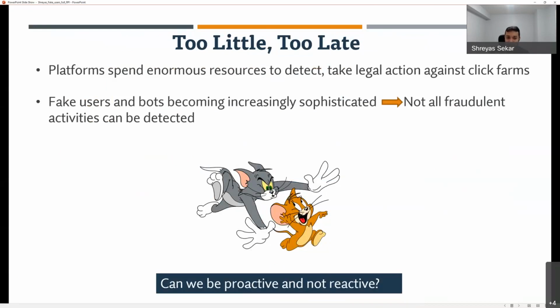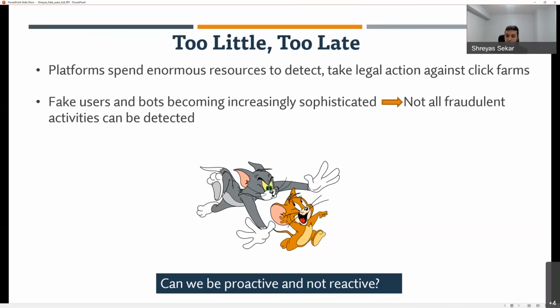But at the same time, these fake users and these bots are becoming increasingly sophisticated. So every time you come up with a new fancy algorithm, these fake users come up with something smarter to stay one step ahead of you. So really, in my opinion, we need to start rethinking this whole approach of dealing with fraudulent activity.